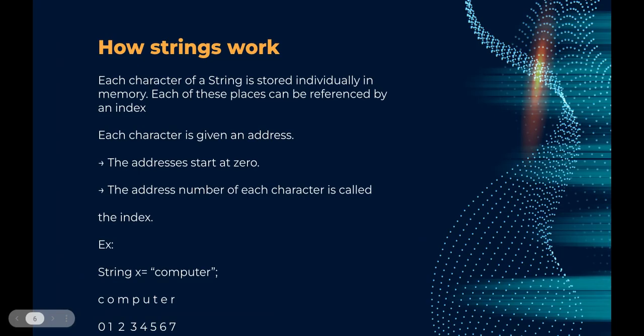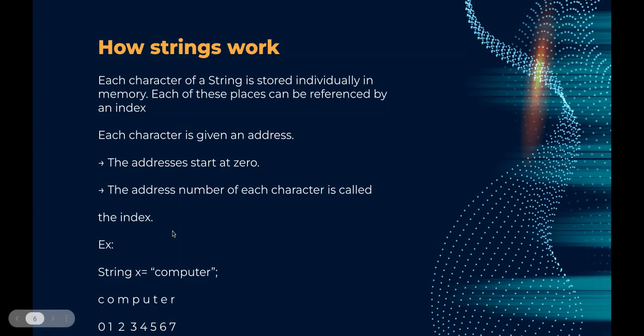Okay, how strings work. Each character of a string is stored individually in memory. Each of these places can be referred to as an index. So each of these characters is given an address, and the addresses begin at 0. You know how when we count, we start at 1, 2, 3, 4, 5? No, for addresses, you're always going to start at 0.